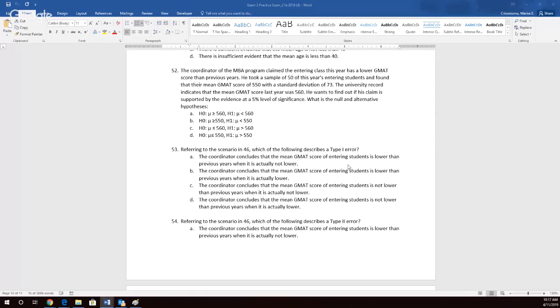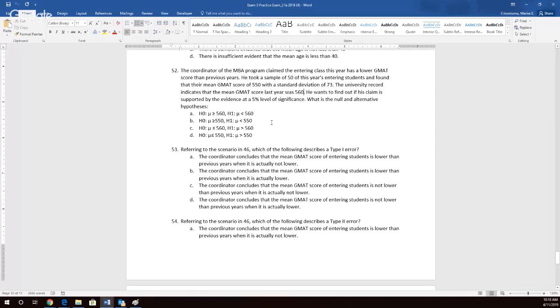So again, you want to ask yourself those questions, right? Your null is the status quo or what has been established in the past, whereas your alternative is what you are trying to claim or what you are trying to prove. So in this case, he's trying to claim that this entering class has a lower GMAT score than previous years. So what was the GMAT score previous years? The previous GMAT score is 560. So I'm going to say that the mean is less than 560.